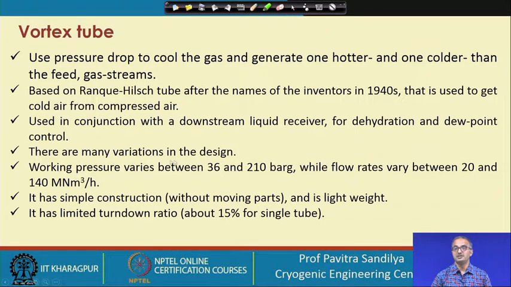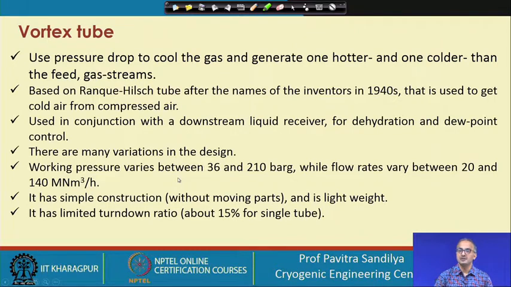And there are many variations in the design. So we will not be going into the details of these vortex tubes, because there are many variations and many different types of configurations and purposes for which they are being used. Sometimes they are used for cooling, sometimes for separation of gas and vapor, and sometimes to effect mass transfer. So various applications are there. We will not be going into all those details. We shall be just looking into the basic purpose and basic principle of these vortex tubes.